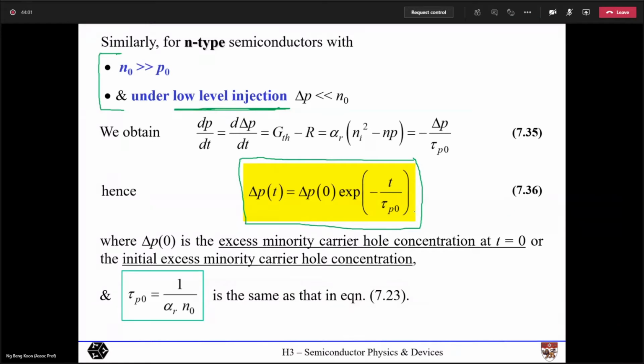And of course, in this case, the characteristic time for the decrease in the excess carrier now is tau P naught, which is the minority hole carrier lifetime in the semiconductor, and it is related to the concentration of your majority carrier in the semiconductor.